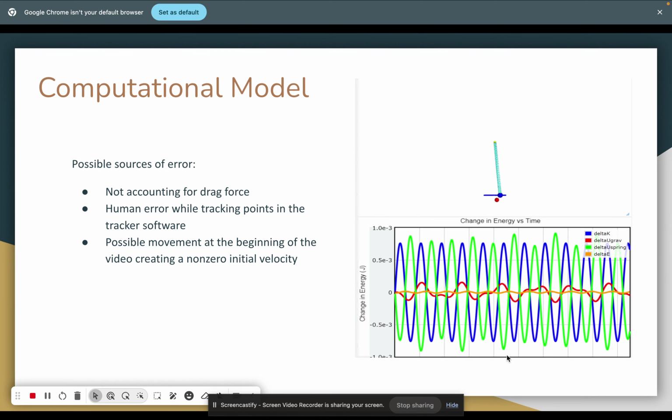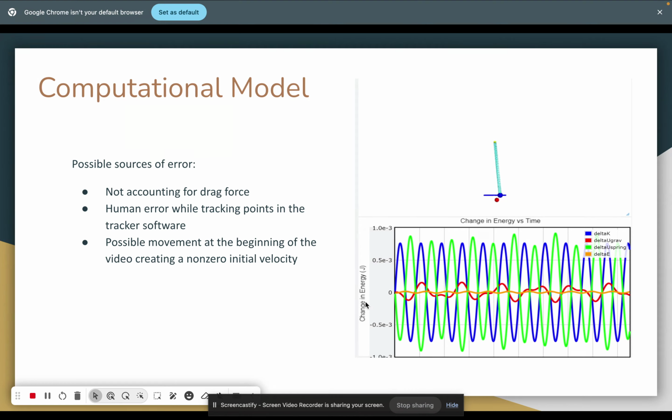On the right here is the graph of the results from the computational model. This orange line in the middle is the total change in energy, and you can see that it's about 0, which satisfies the energy principle. And then the sum of all of the delta K and both delta U's is going to equal about 0, which is the orange line.